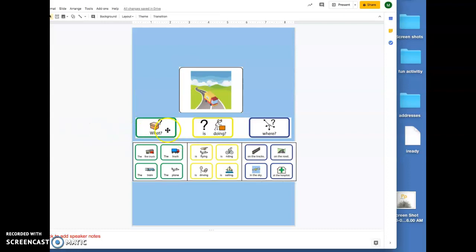So now we're going to look at a picture, talk about it, and then we're going to figure out what is it doing, and where is it. Okay. So let's see. I see a sky. I see grass. I see a truck. Let's find out what is it. So let's look at these 4 visuals to help us if we need it. So is it a fire truck? Is it a truck, a train, or a plane?